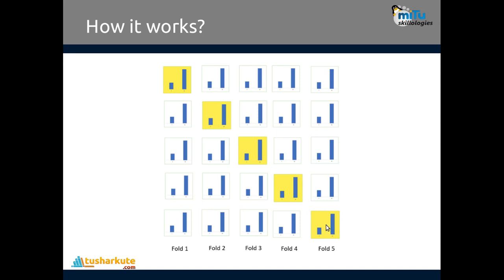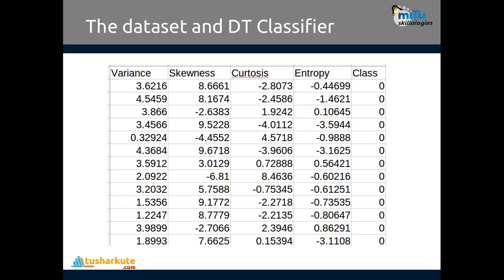So every time, whatever class is present, the number of elements is the same here, and here also the same number of elements are there. And this is what we call the stratified k-fold algorithm. Stratified k-fold is basically used for classification problems. Now let's revise our decision tree algorithm.